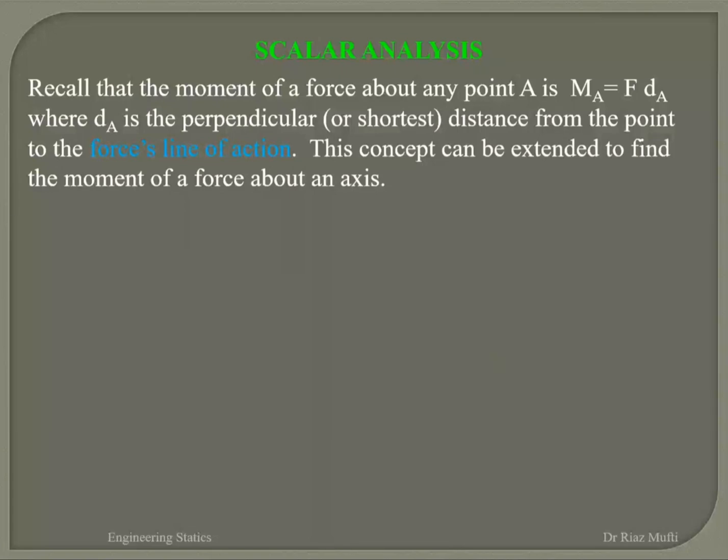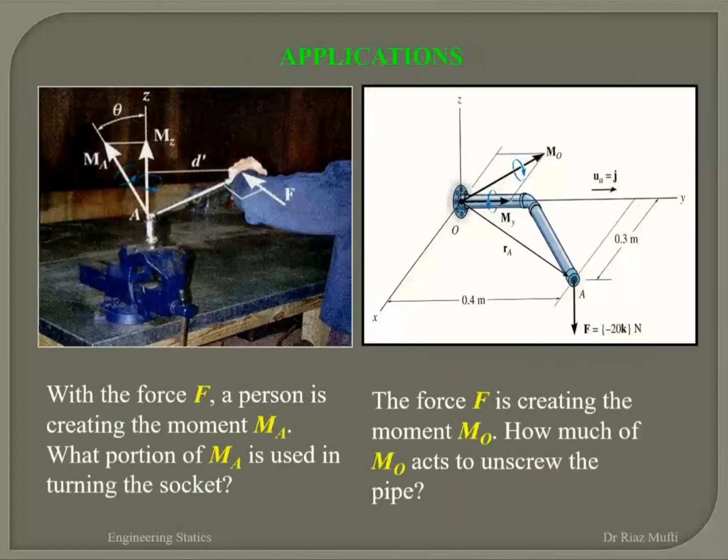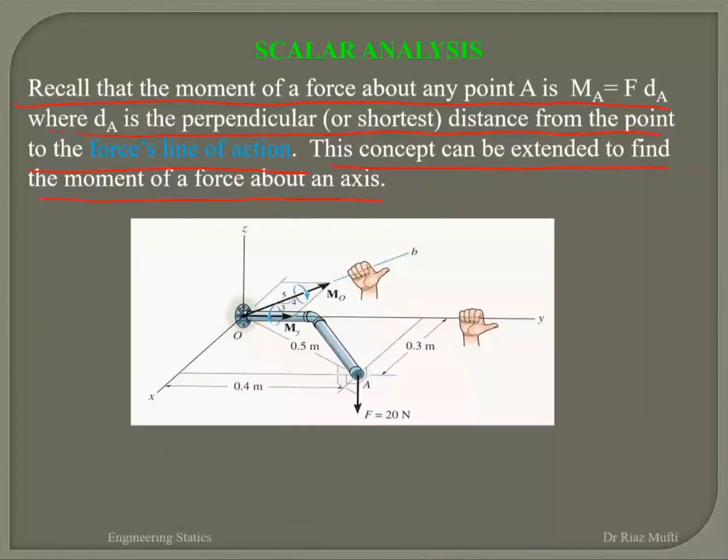Okay. Say that we call that the moment of force about any point A is F into dA, where dA is the perpendicular distance from the point to the force line. We've already covered this. This concept can be extended to find the moment of force about an axis. So I've already explained it to you.